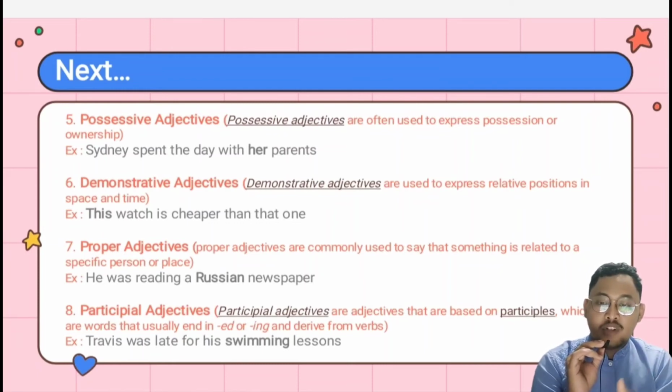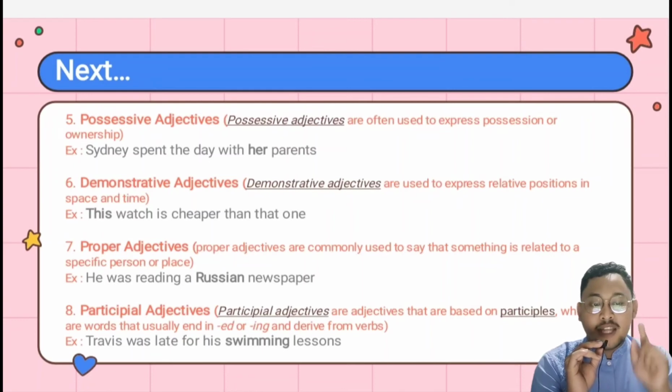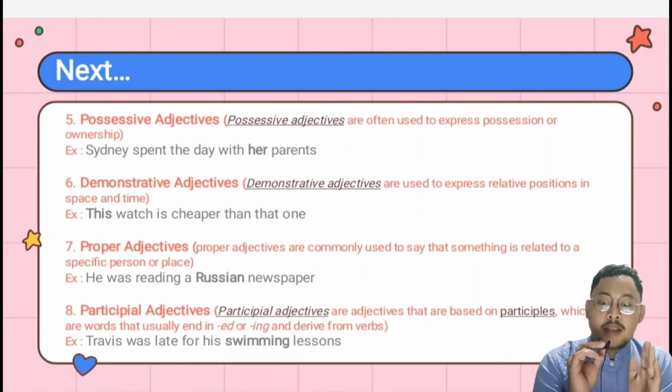Number 7, proper adjectives. Proper adjectives are commonly used to say that something is related to a specific person or place. Example, he was reading a Russian newspaper. Number 8, participle adjectives. Participle adjectives are adjectives that are based on participles, which are words that end in -ed or -ing and derive from verbs. Example, Travis was late for his swimming lesson.